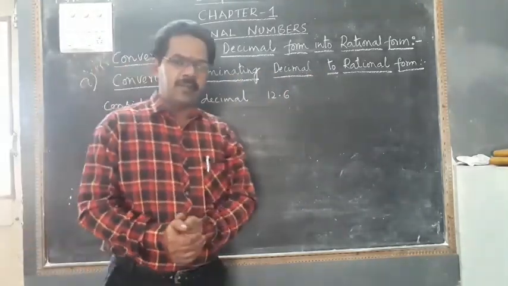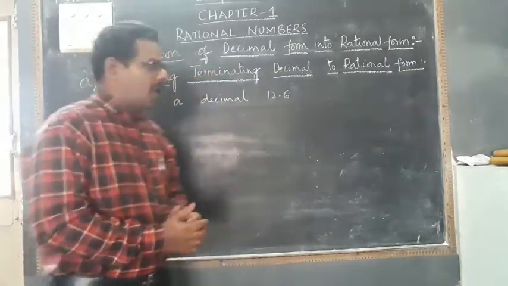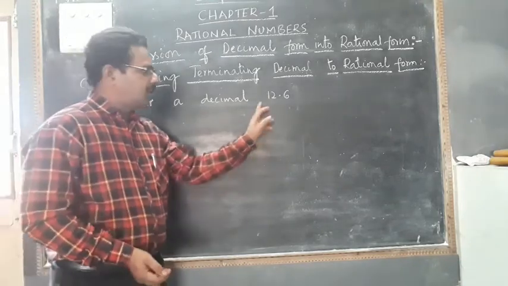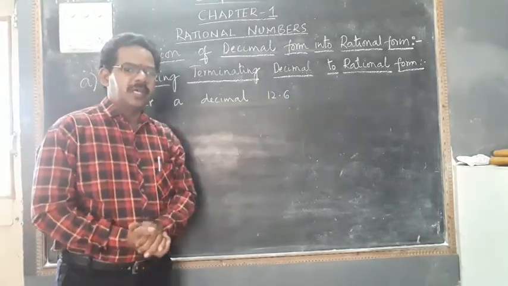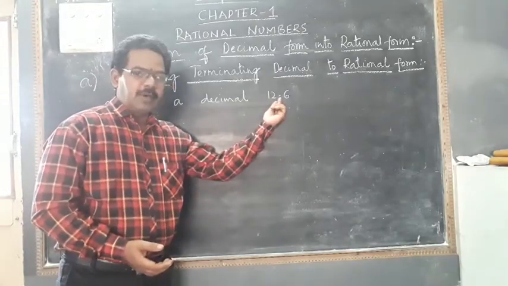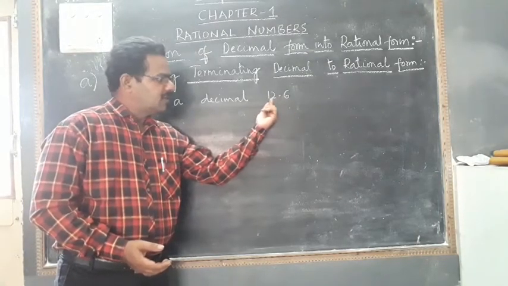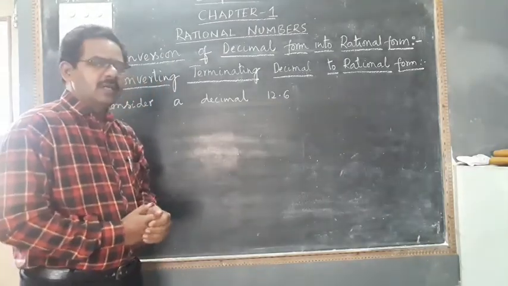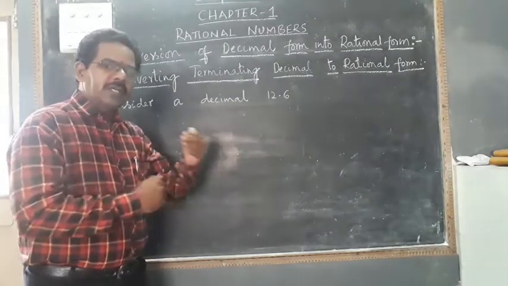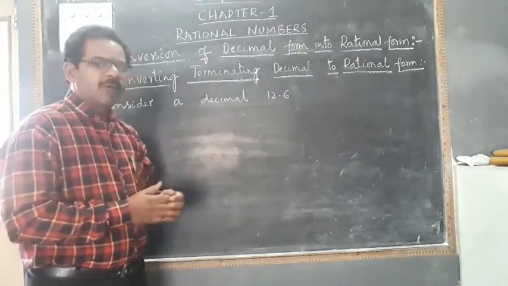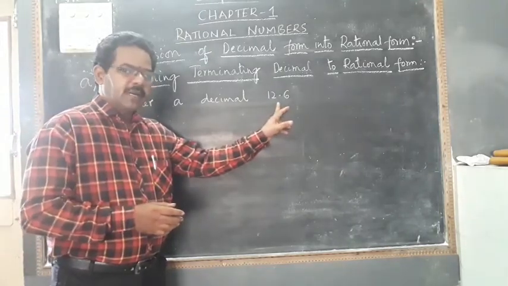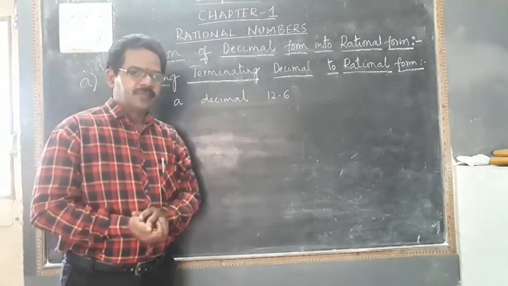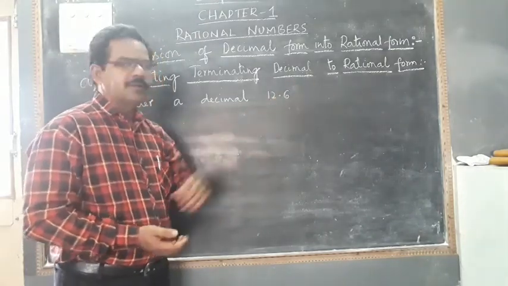Already we discussed terminating decimals and non-terminating decimals. Now first we shall consider a terminating decimal, 12.6. After that, no digits are there. After the decimal point, one digit is there. So 12.6 is a terminating decimal. What do we have to do to convert it into the form of a rational number? This is also a rational number, but rational form means it is in the form of p by q. This is in decimal form, and this decimal form should be converted into rational form.